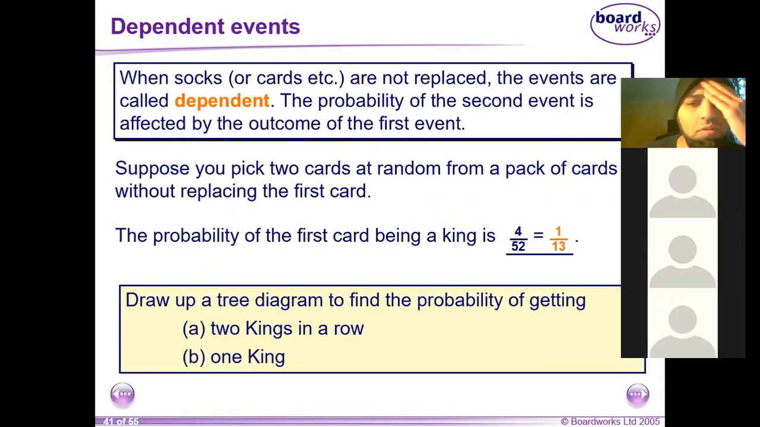Okay. So what I want you guys to do is draw up a tree diagram for the following. 2 kings in a row or 1 king. You know the probability of getting a king is 4 out of 52. Because you know that, you can do the rest. Have a go at drawing a tree diagram for that situation.